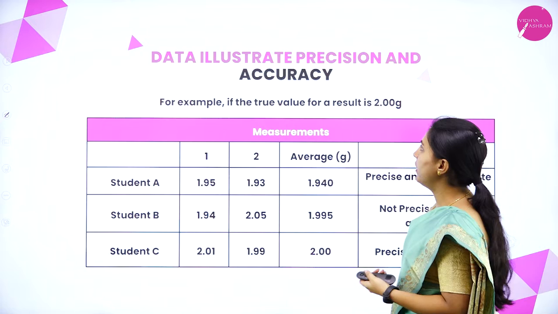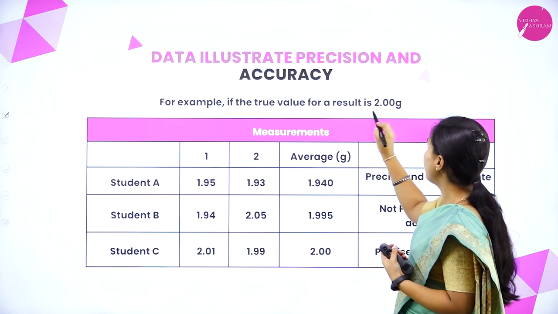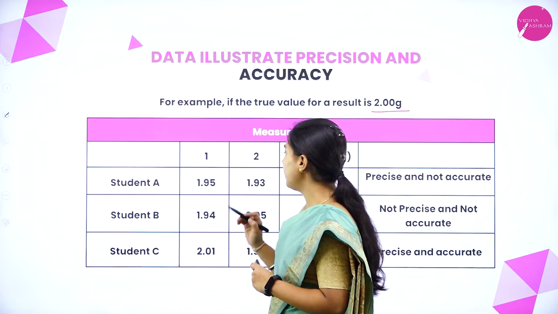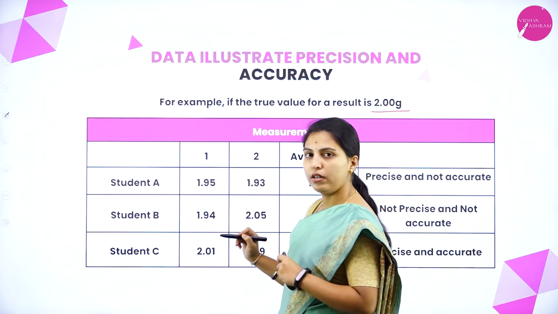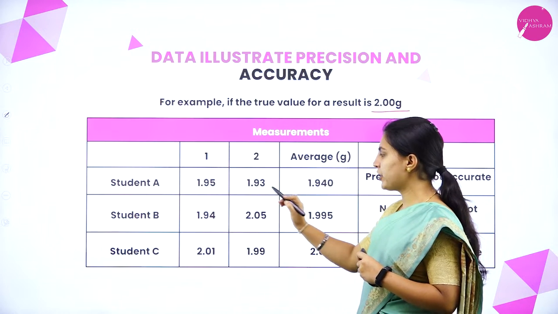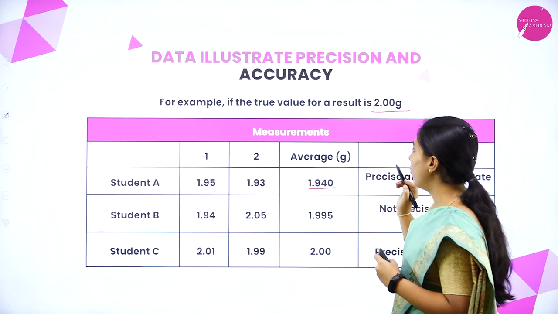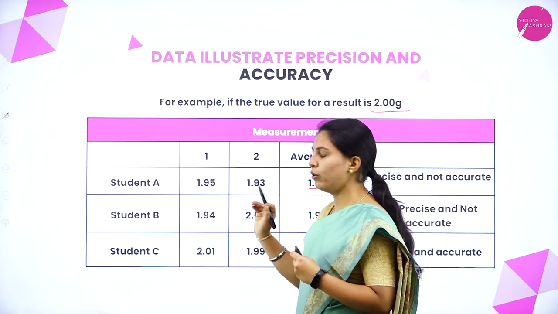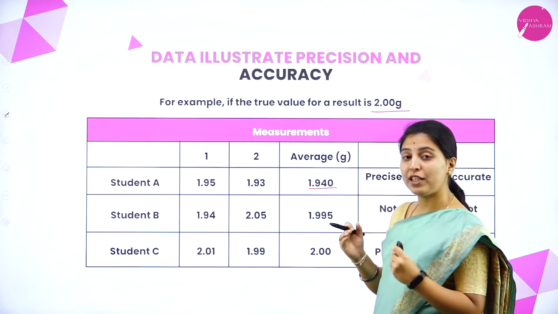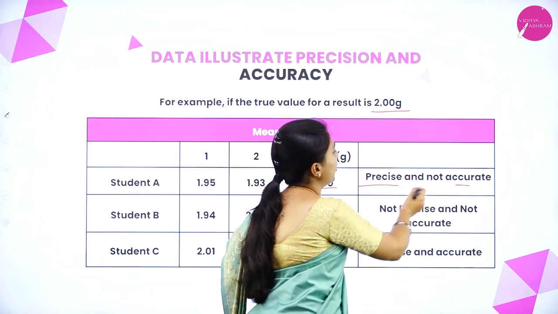Next, data illustrating precision and accuracy. This is another example. If the true value is 2 gram, this is the correct value. But what measurements will the students get? Student A will get 1.95. The second trial will give a measurement of 1.93. The average will be 1.94. Here, see, these two results are close to one another. 1.95 and 1.93 are close, but not the true value. That's why it is precise but not accurate.